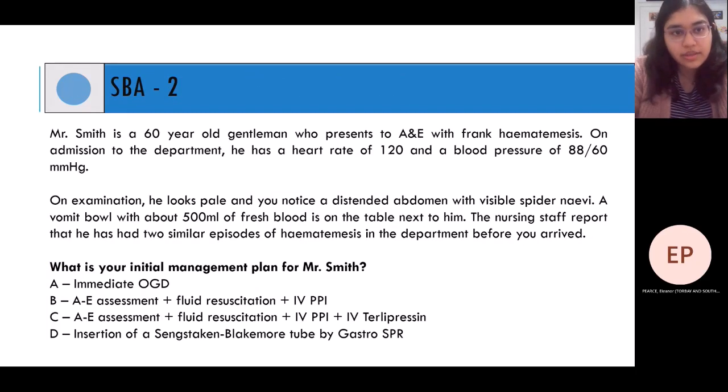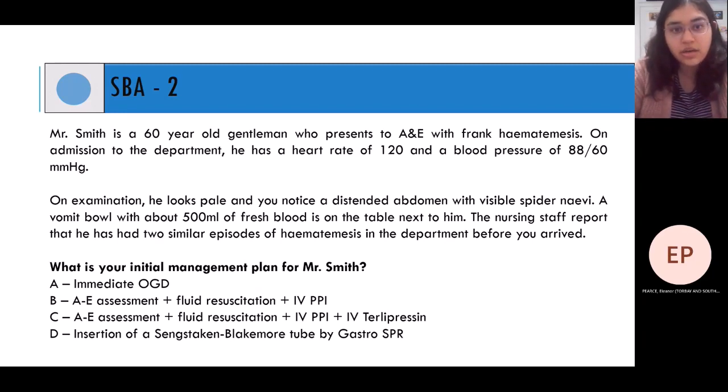Cool. So the next question that we'll move on to is part of, again, GI bleeds, but it's talking about Mr. Smith, who is a 60-year-old gentleman who's presented to A&E with frank hematemesis. So like we mentioned, that would maybe point more towards an upper GI bleed.